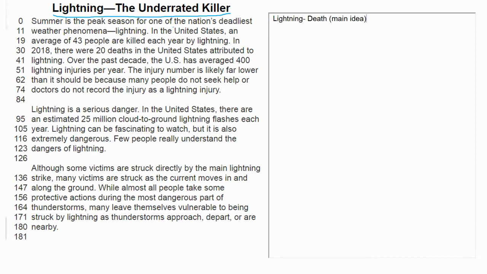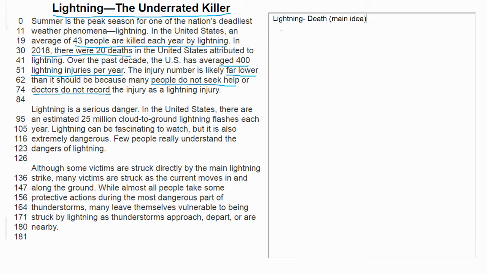Summer is the peak season for one of the nation's deadliest weather phenomena, lightning. In the United States, an average of 43 people are killed each year by lightning. In 2018, there were 20 deaths in the United States attributed to lightning. Over the past decade, the U.S. has averaged 400 lightning injuries per year. The injury number is likely far lower than it should be because many people do not seek help or doctors do not record the injury as a lightning injury.